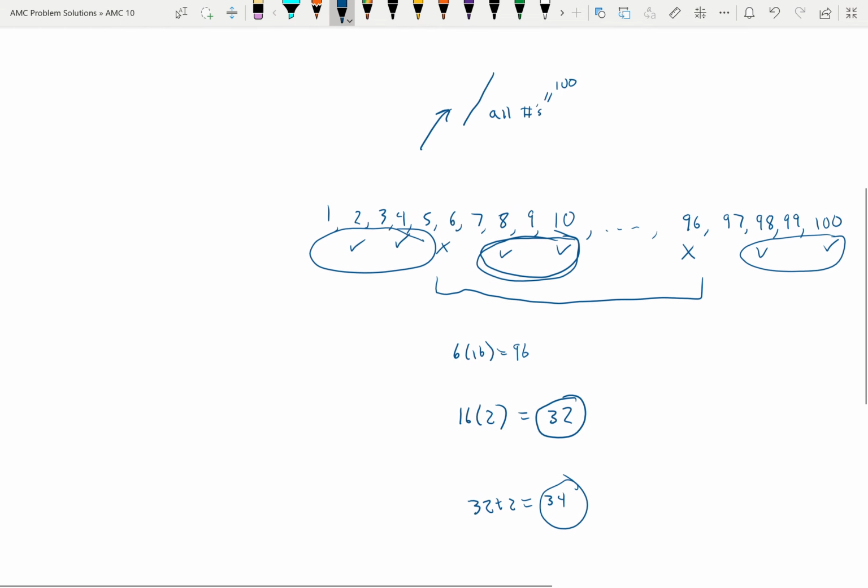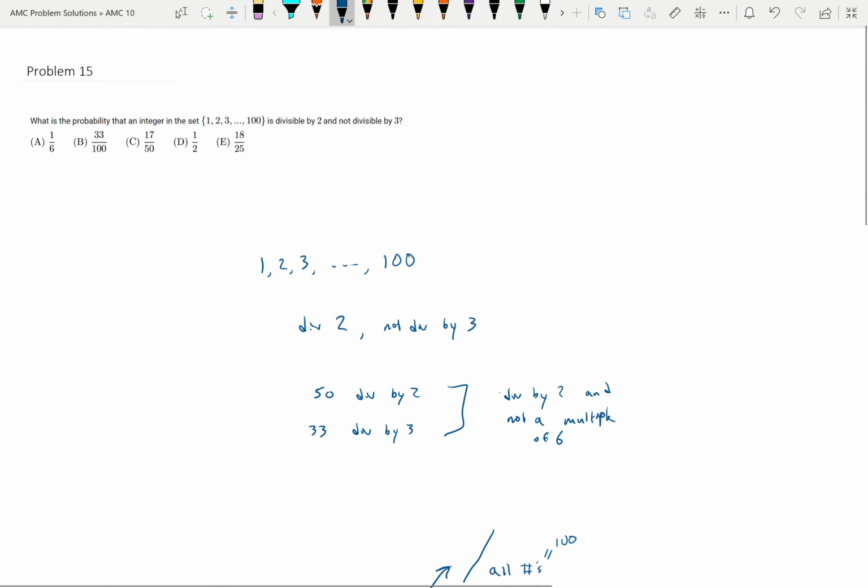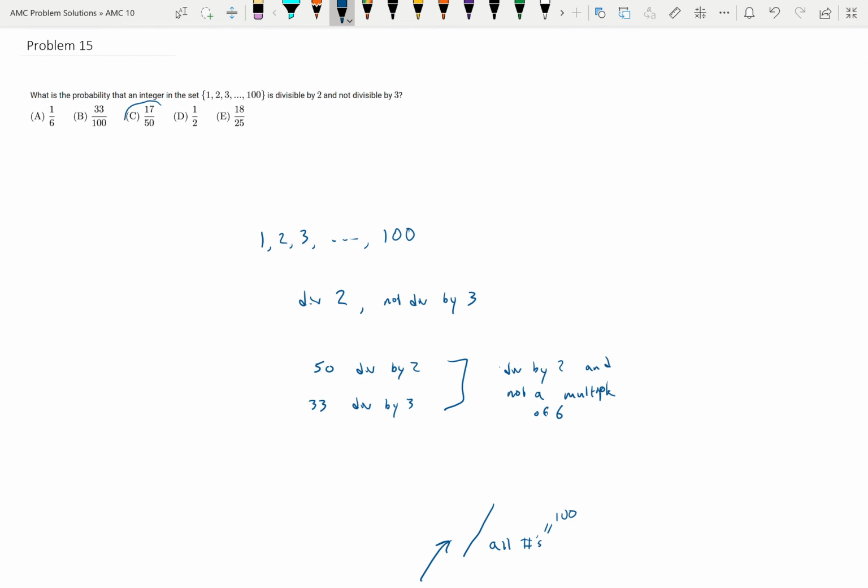So the probability we want is 34 over 100, which if you simplify it is 17 over 50. And so the answer is choice C.